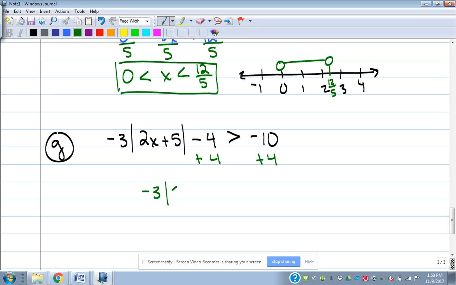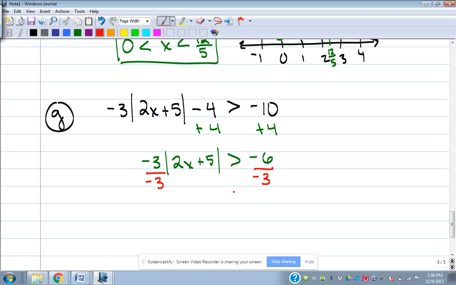There's -3|2x + 5| > -6. We don't multiply by negative 3. We can never distribute across absolute values. Remember that from the other day? Yeah, and it looks like you should be able to, but don't ever do that. Don't ever distribute across absolute values. So it flips it around to a less than.